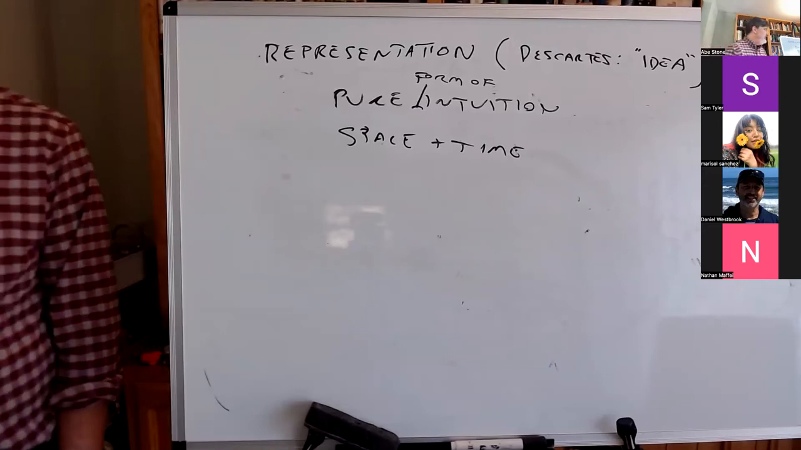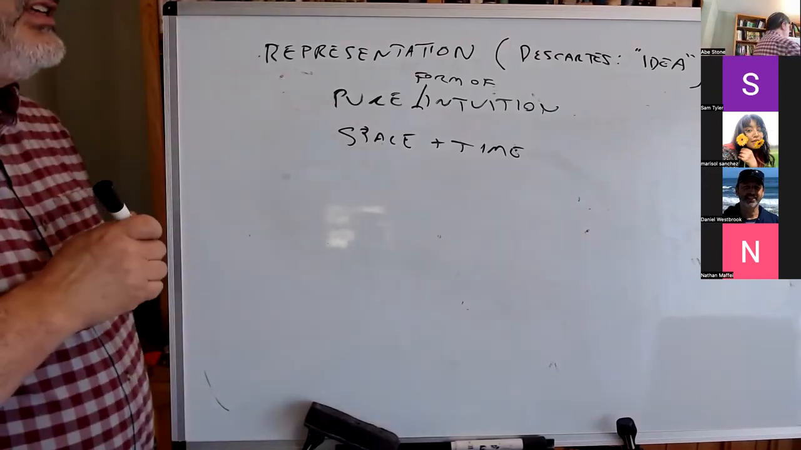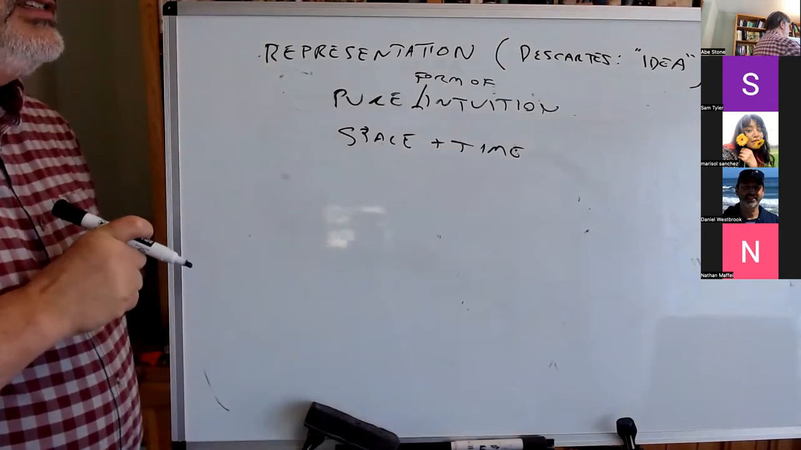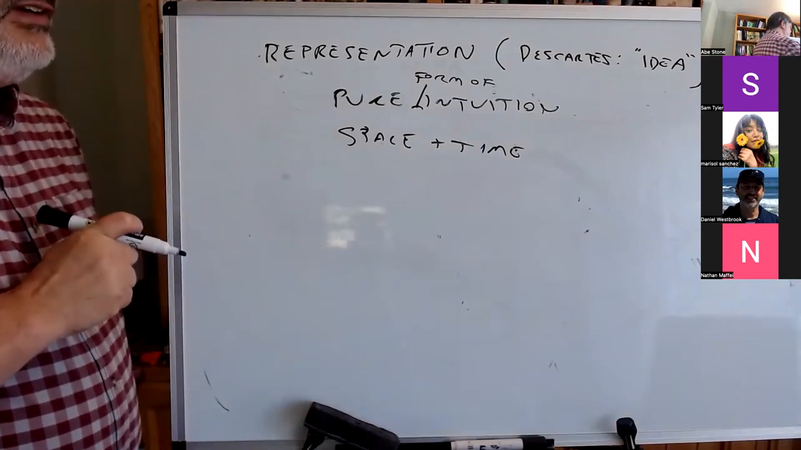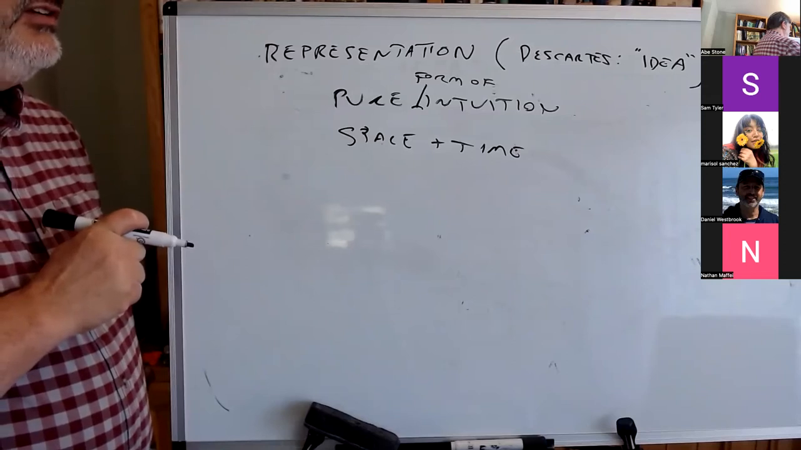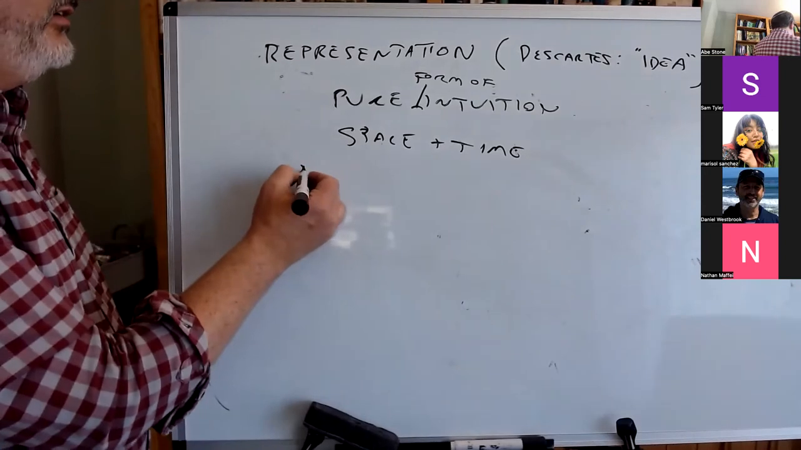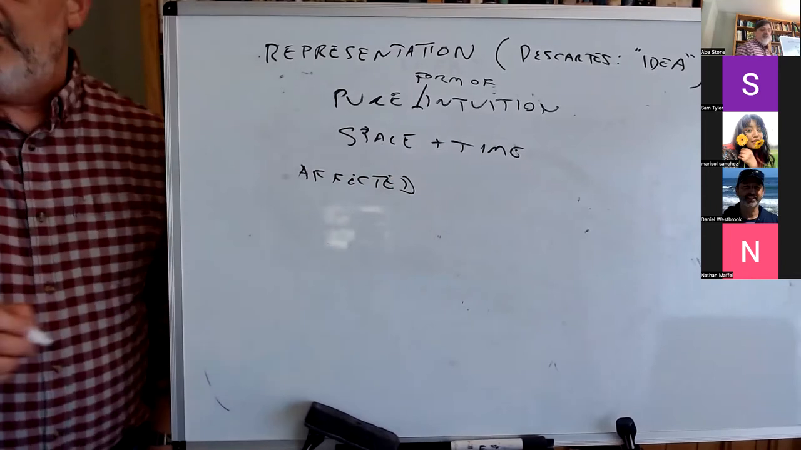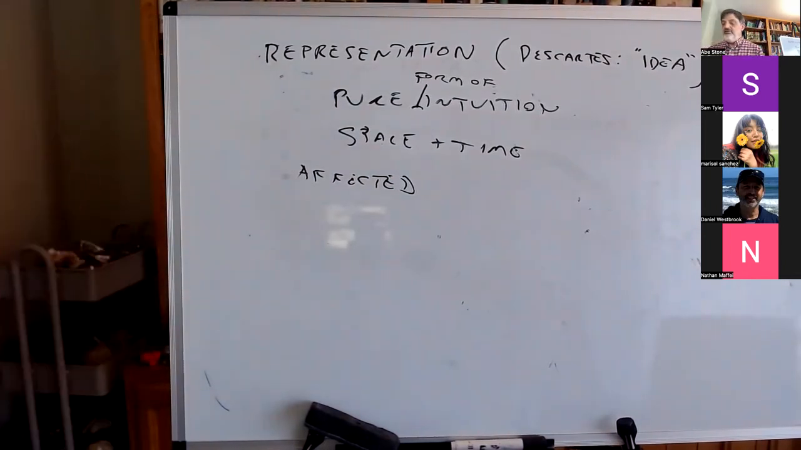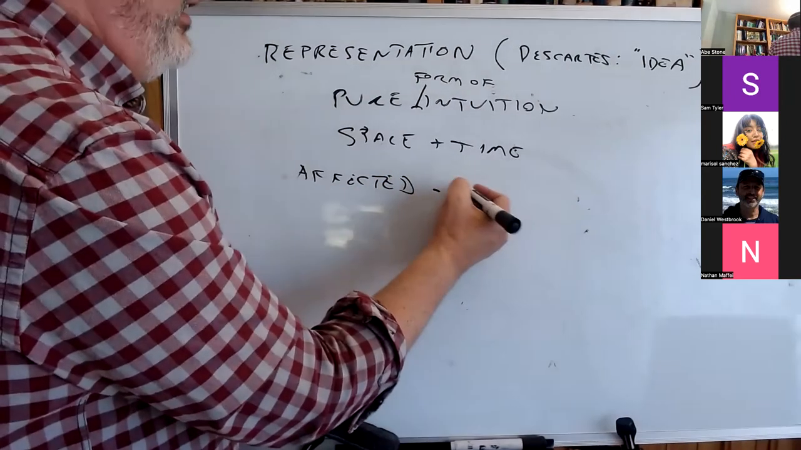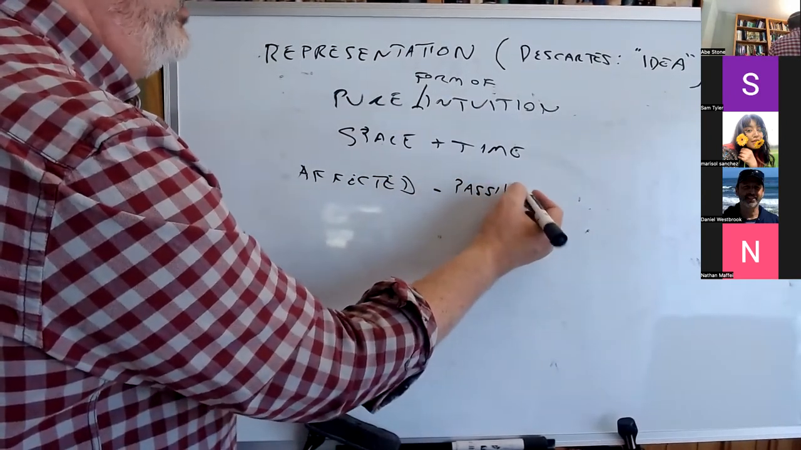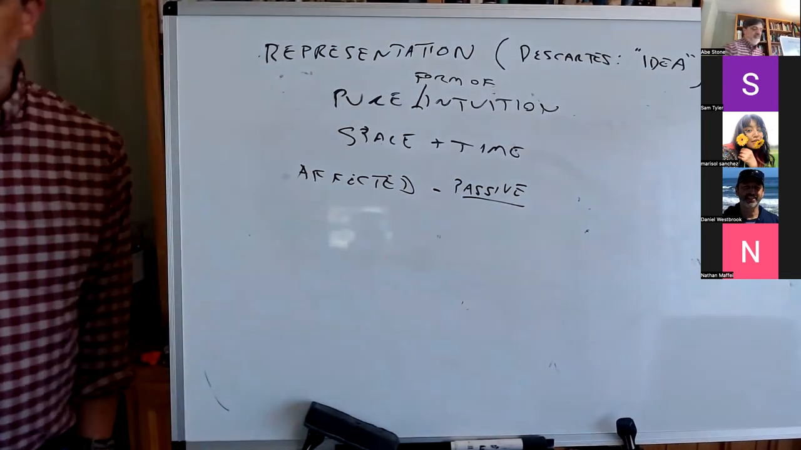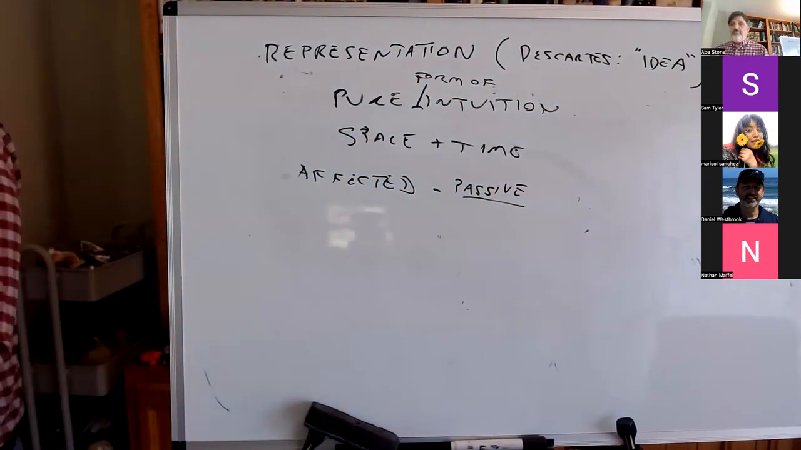Well, what does it mean that we're affected by the object of our representation? Sensibility is our power to be affected by an object of representation, or to represent something insofar as we're affected by it. So, what makes the faculty of sensibility passive?